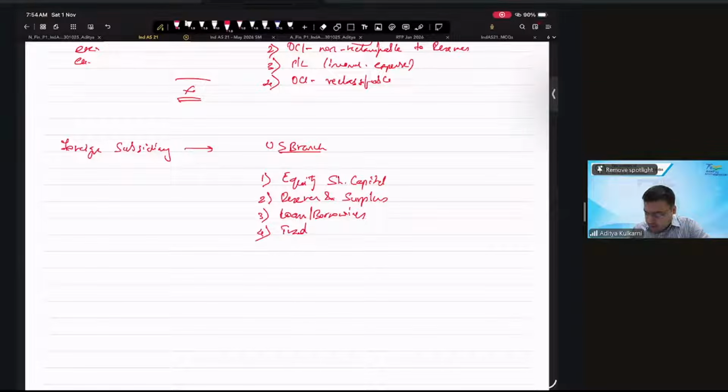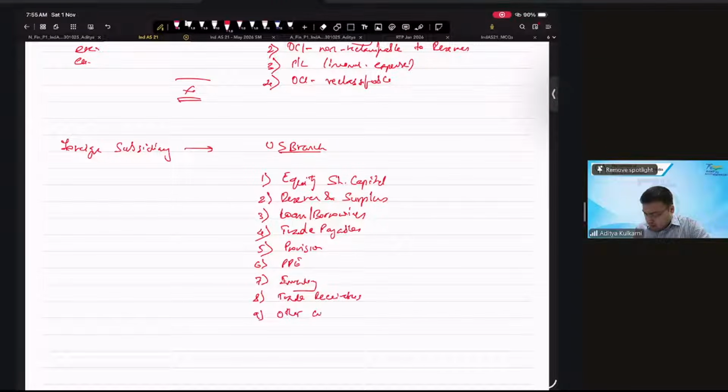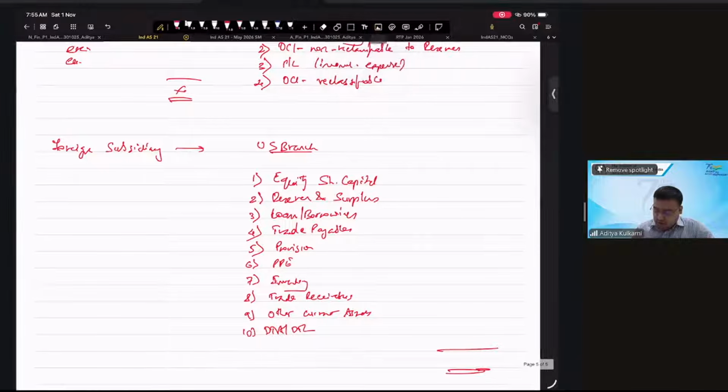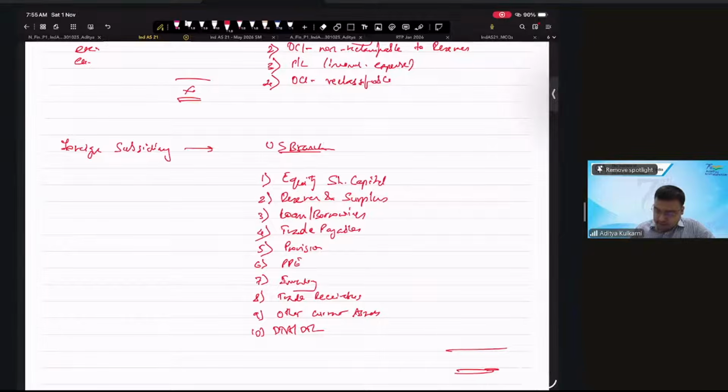Trade payables, provisions, property, plant and equipment, inventory, trade receivables, other current assets, DTA, DTL. Okay, so all these things put together will form part of the balance sheet. This will be a US subsidiary.